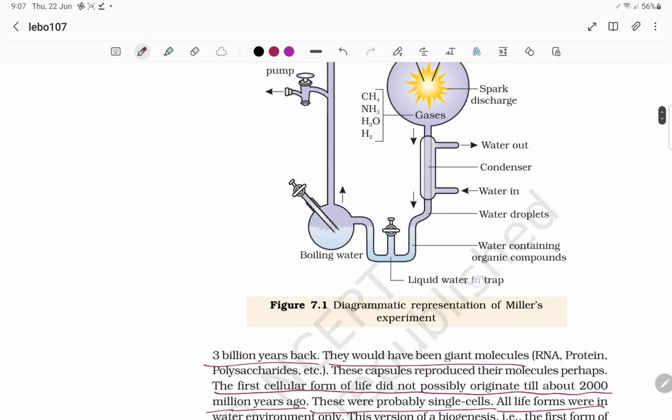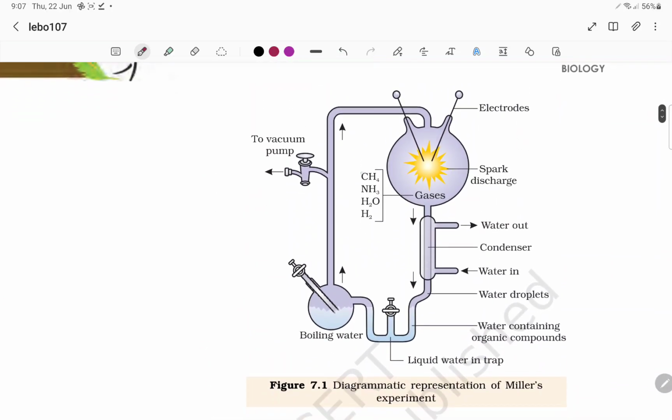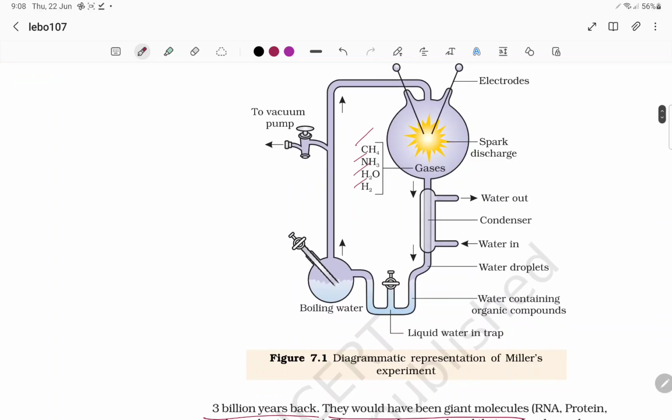Right? This is all about evolution, and this is the Miller experiment. In the Miller experiment, we have methane, ammonia, H2O and H2. And the electric discharge. We are cooling down with water in and water out. So this is the condenser. Now the water droplets contain organic compounds. And again with the boiling water we are supplying the heat. And this is Miller's experiment.